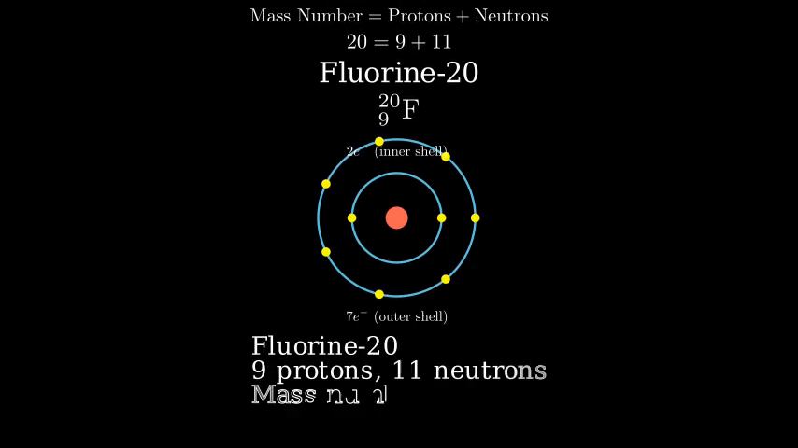So, the element with 9 protons and 11 neutrons is the isotope fluorine 20. This isotope has a mass number of 20 and is written as F20 or fluorine 20.